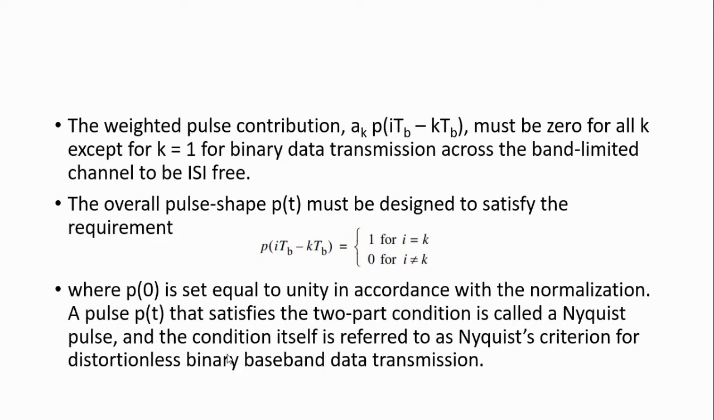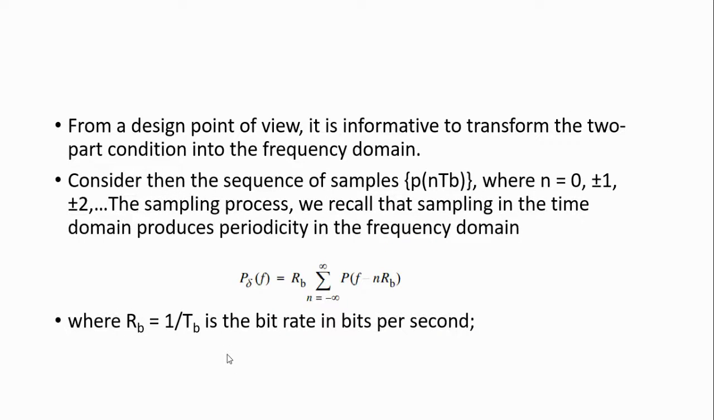p(t) satisfies a two-part condition. One is p(iTb minus kTb) equal to 1 for i equal to k and 0 for i not equal to k. This two-part condition is called the Nyquist pulse. The condition itself is referred to as the Nyquist criterion for distortionless binary baseband data transmission.